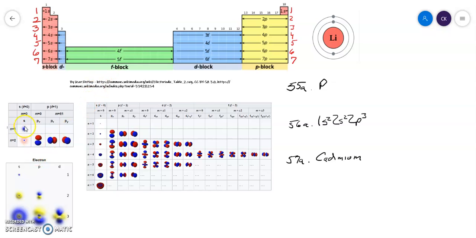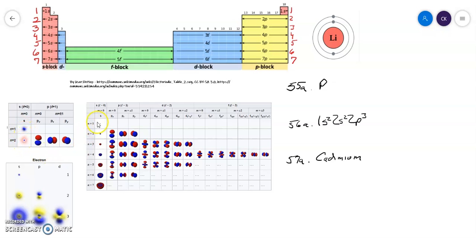Once that 1S is full, your next 2 electrons will go into the second energy level, because my first energy level is full, and the first 2 will go into the 2S. The 2S is also spherical, also round, but it's bigger than the 1S. If you picture this as n equals 1, my 1S, that's the blue dot here in the center, and this is the 2S.